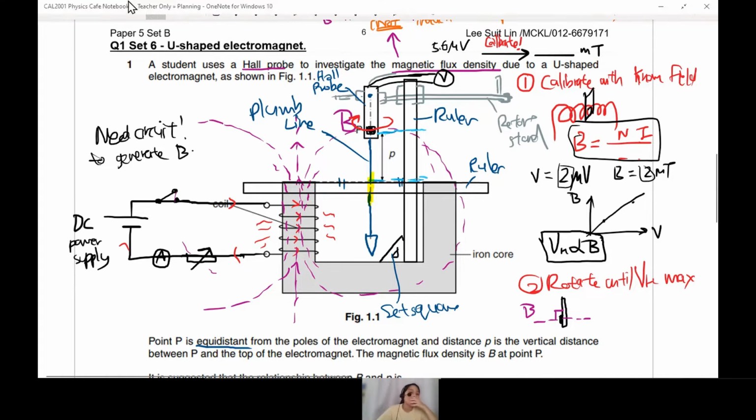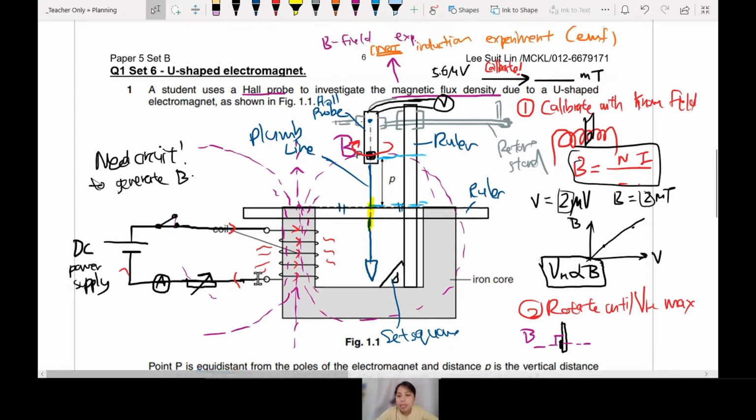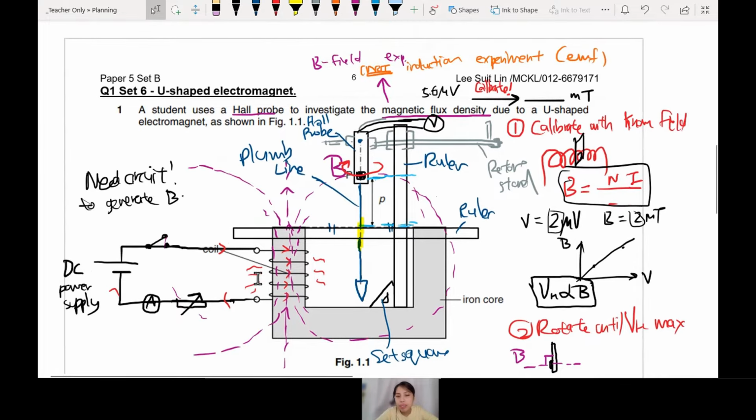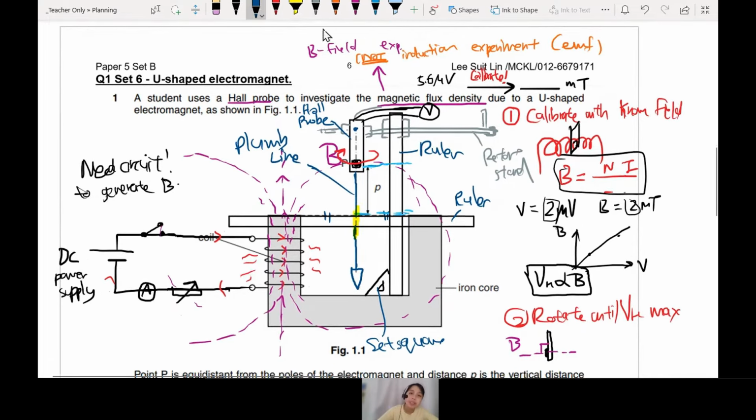Now, back to the main question. Is this a magnetic field experiment, a flux density experiment, or an induction experiment? It has nothing to do with induction. We do not want a changing magnetic field. It's going to cause eddy currents everywhere, and it's not good for the Hall probe. The Hall probe is very sensitive, measuring in microvolts, so any kind of fluctuation, even if you sneeze, the reading can change.